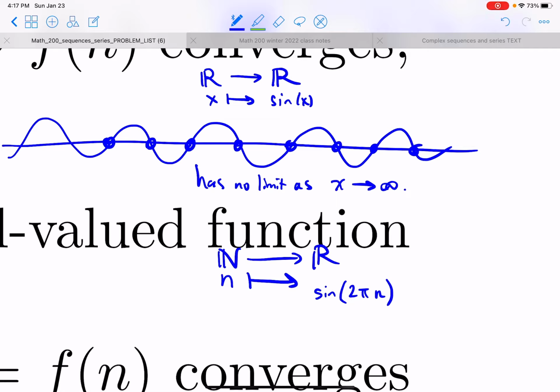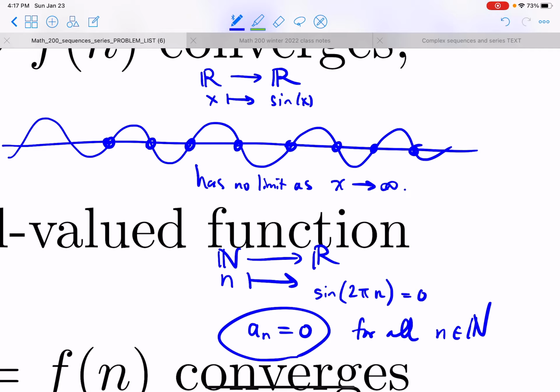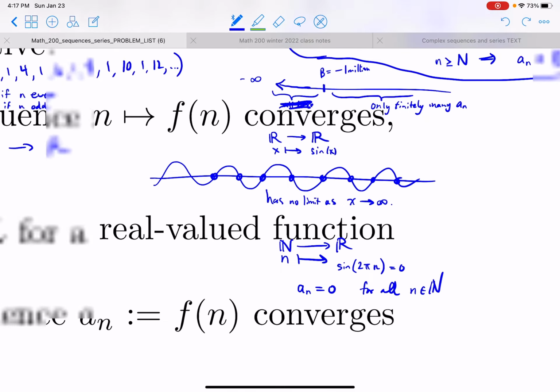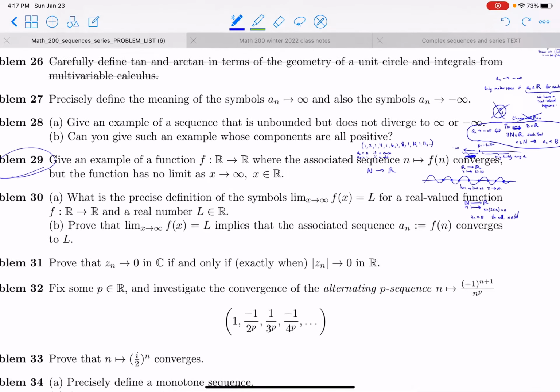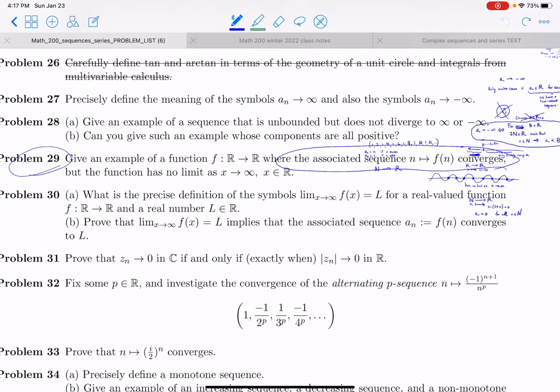So see that no matter what integer you put in here, you will get 0. This is just 0. So the sequence is just 0 for all inputs. It's just identically 0. It's a constant sequence. Constant sequences converge to their constant value. Okay. So the associated sequence does converge.